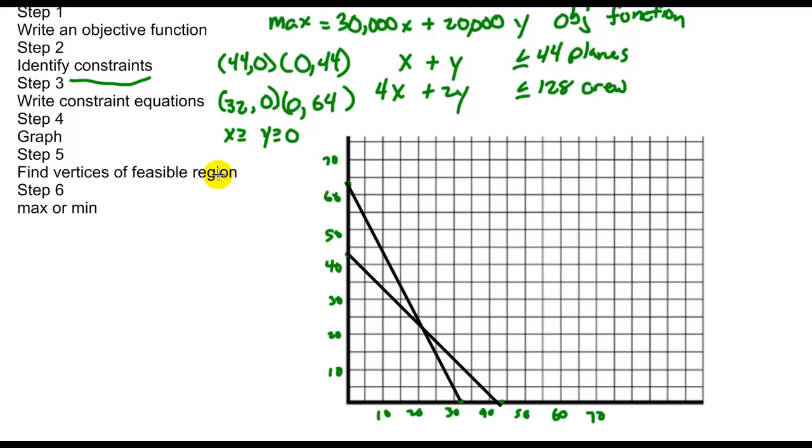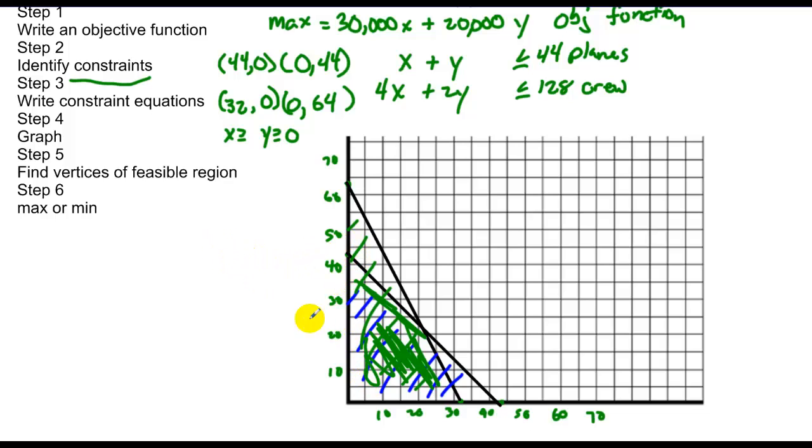And then on each of these, we'll go ahead and do that sample point. In the first case, my sample point will be 0, 0, just like the second case. 0 plus 0 less than 44 is true, so I shade down. And 0 plus 0 less than 128, I shade down again. So as you can see, my double shaded region is all of this.